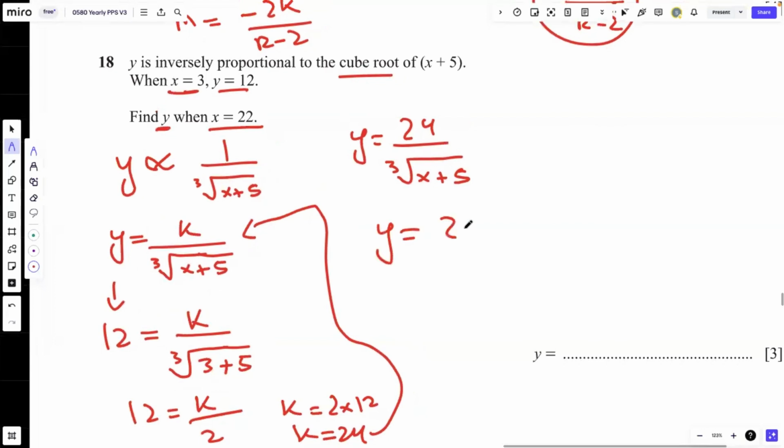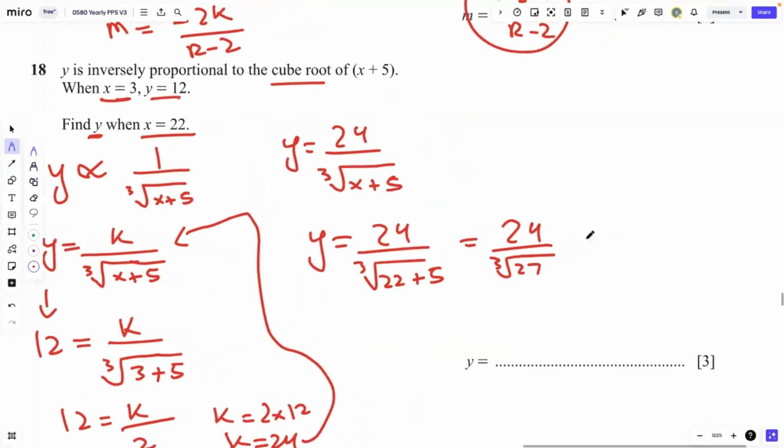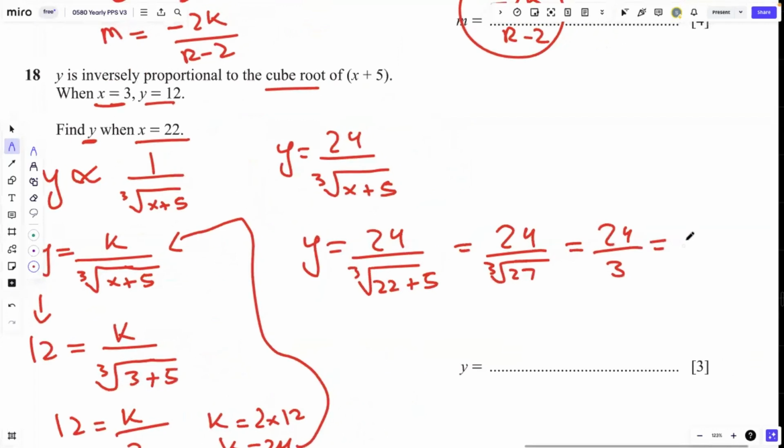Now we can just plug in the value of x here and find out y. x is 22, so that's 24 over cube root of 27, which is going to be 3. Cube root of 27 is 3, 24 divided by 3 is 8. So the value of y should actually be 8.